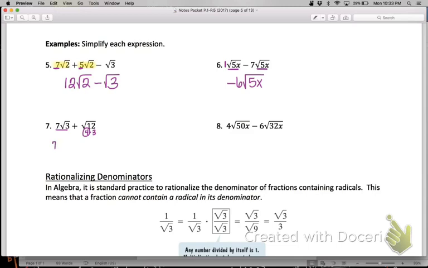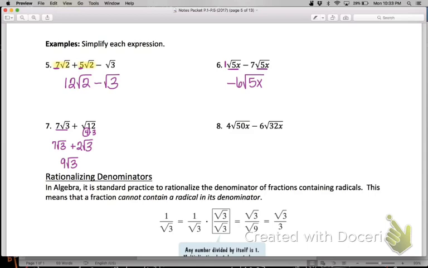So really we have 7 square root of 3 plus 2 square root of 3, and that'll come out to 9 square root of 3. So that does simplify down into one term. Number 8, we're going to have to simplify both of these.